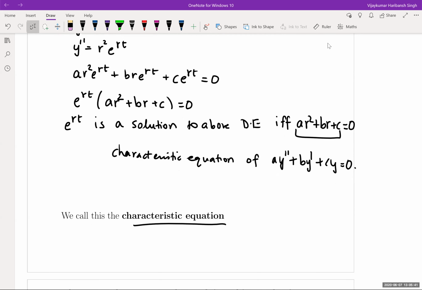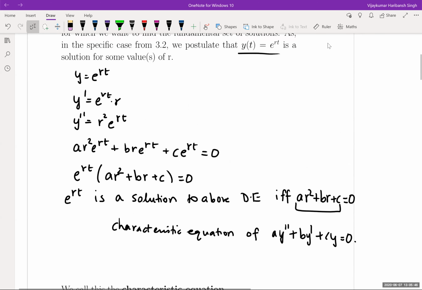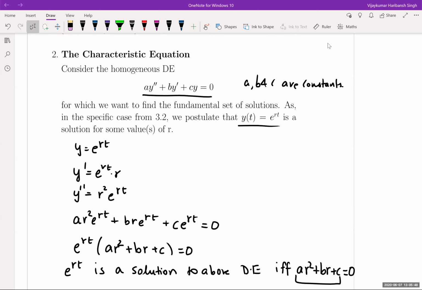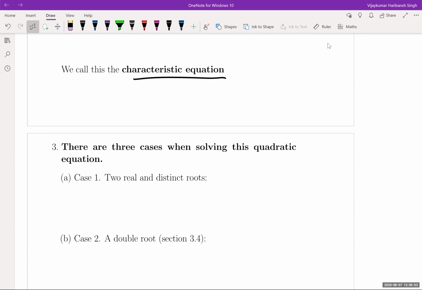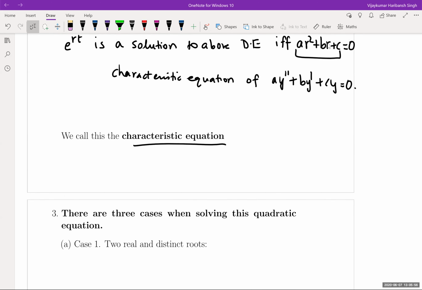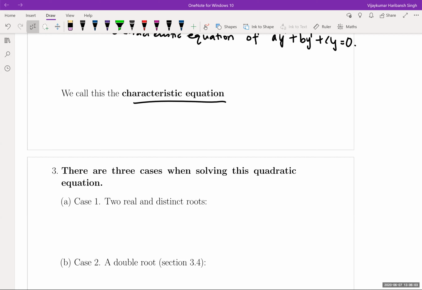And now based on the roots of the characteristic equation, we can find the solution to the given second order homogeneous differential equation with constant coefficients. So let's move to that. Now we need to find r from this equation. There are three cases when we are solving this quadratic equation. We get a r squared plus b r plus c equals 0, and there are three possibilities for the roots. One is that both the roots are real and distinct.